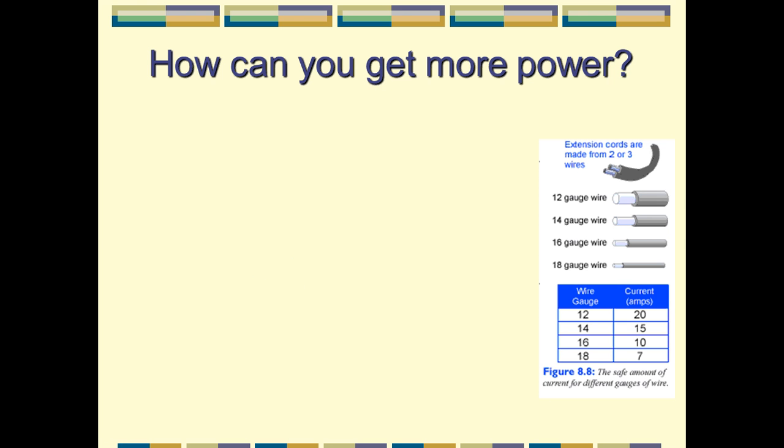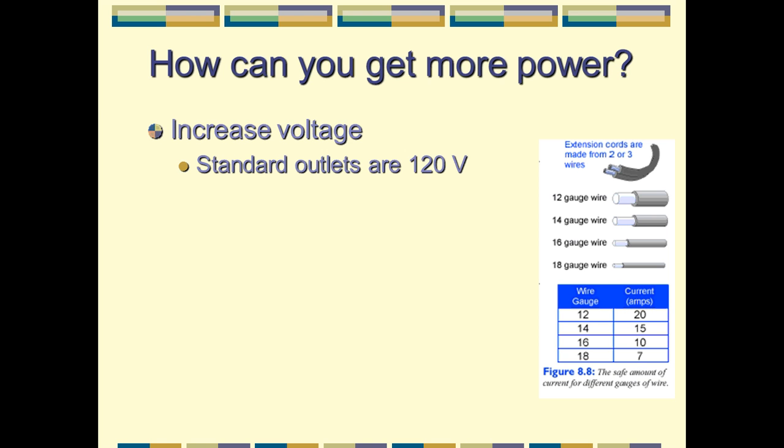So how can you get more power? Well, you can change voltage. So increasing voltage can increase power. Now, most of us can't do that because we have standard outlets at 120 volts. We have a battery at 1.5 volts. We have a battery at 9 volts. So we can't really do this, but it's there theoretically.